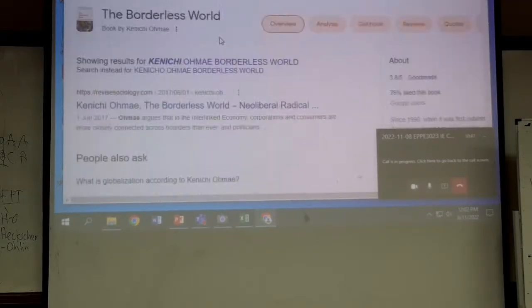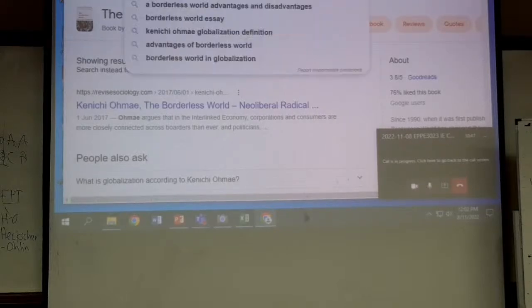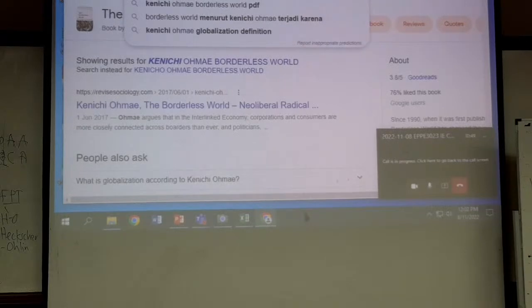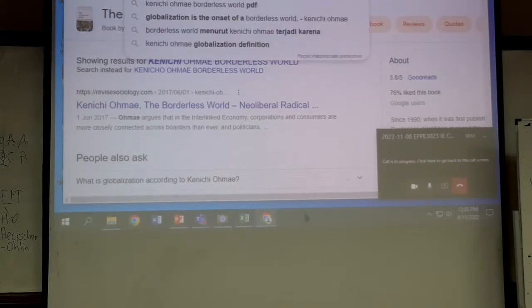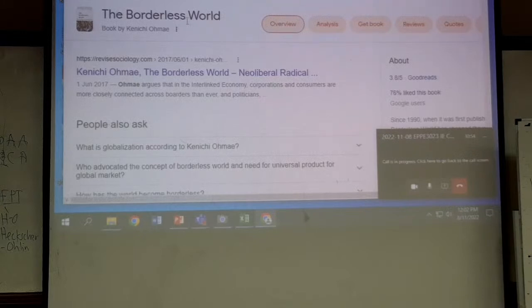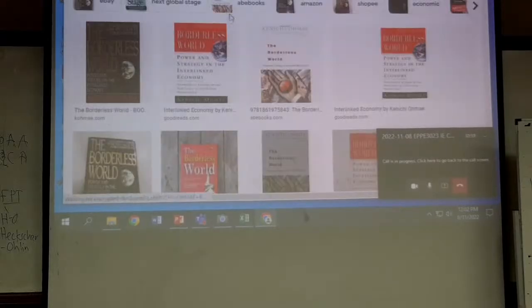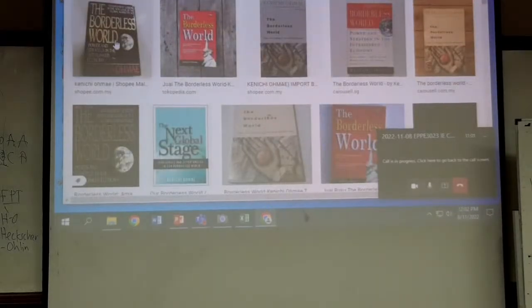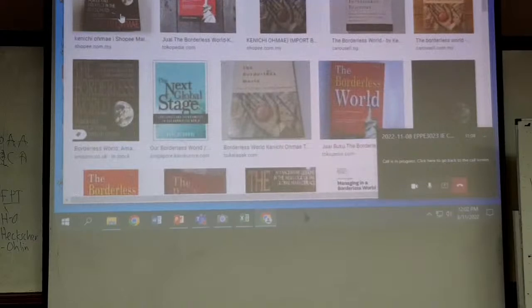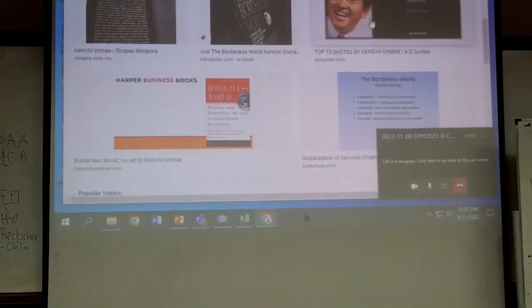This is by Kenichi Omae. Okay, The Borderless World, the book. This is the book I have in my room, my office. The book by Kenichi Omae. He got a PhD in nuclear science from MIT, the Massachusetts Institute of Technology.